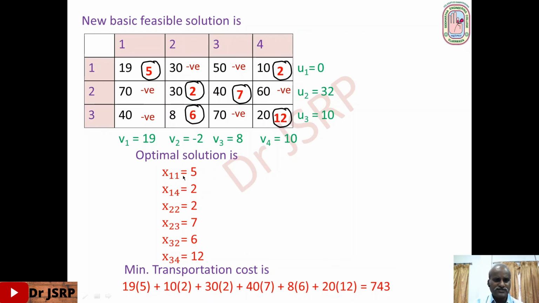So what is the meaning of this solution? Observe here. From the first origin to the first destination, 5 units are transported. From the first origin to the fourth destination, 2 units are transported. At the same time, observe this one. The second destination obtained 2 units from the second origin and 6 units from the third origin. So that is the meaning of this solution. And this is the minimum transportation cost.